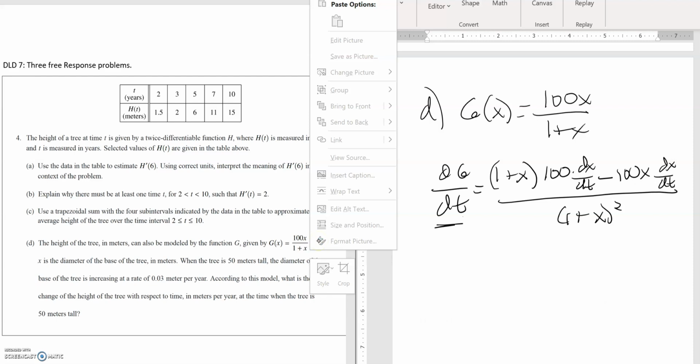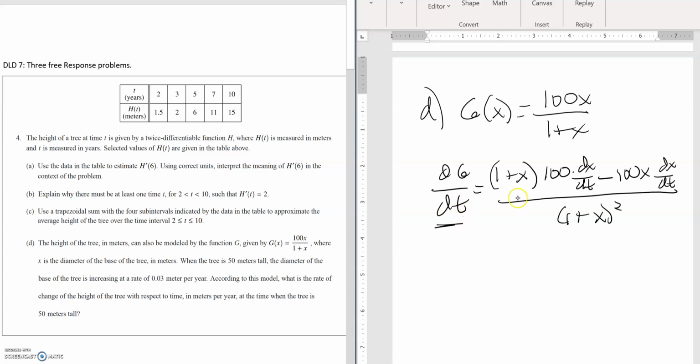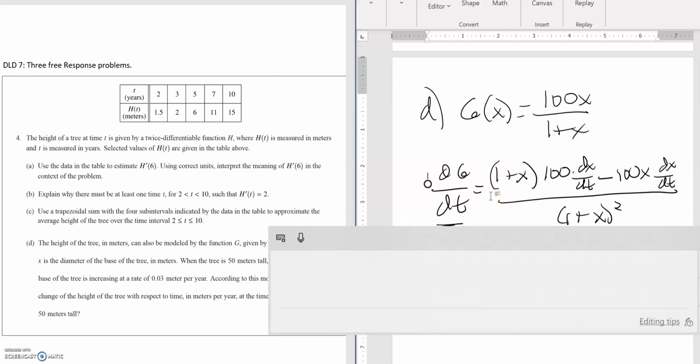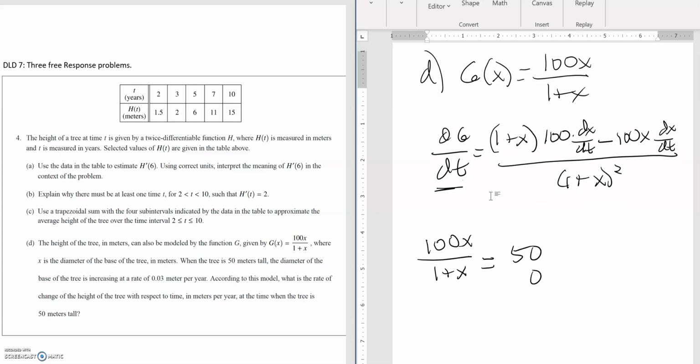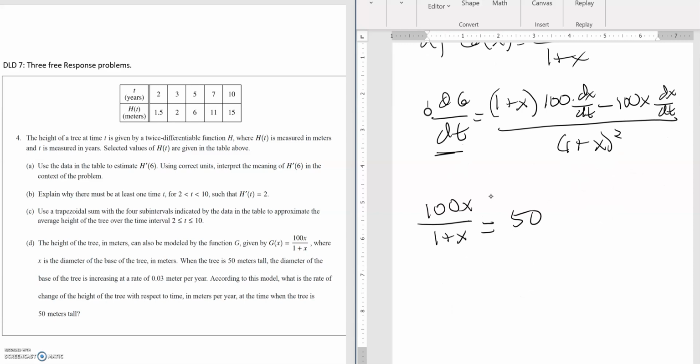So I could plug in 0.03 for my dx dt's, but I need to plug in for x. And the way I do that is by solving this equation. So 100x over 1 plus x has to give me 50 meters because we want it when it's 50 meters tall. And so I have to solve for x here. So 100x equals 50 plus 50x. So subtract it over, is it that easy? 50x equals 50, so x equals 1.